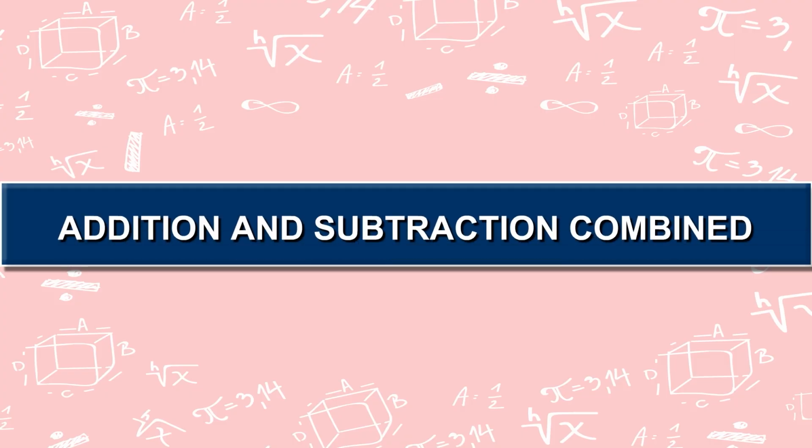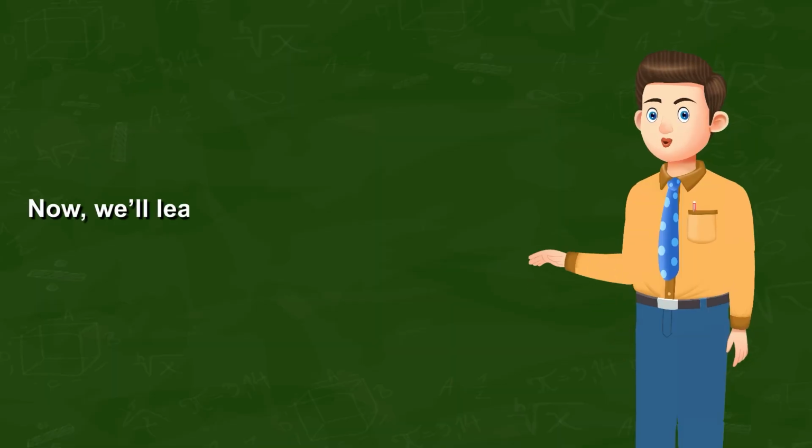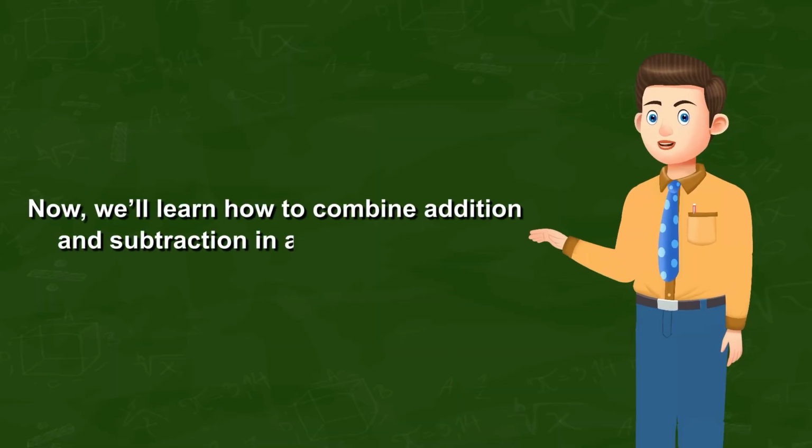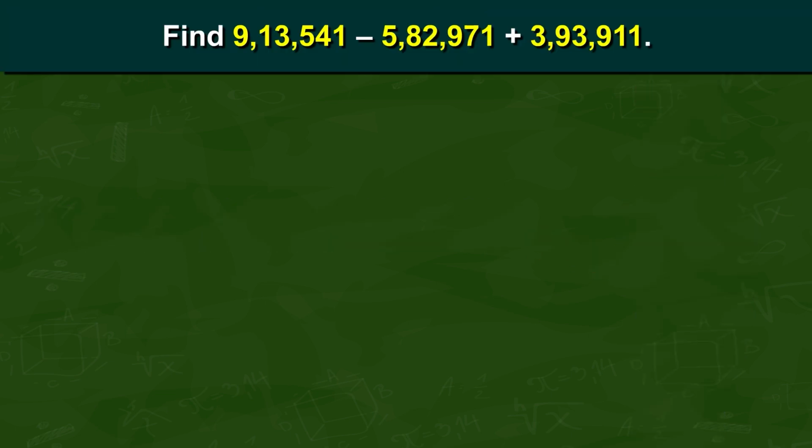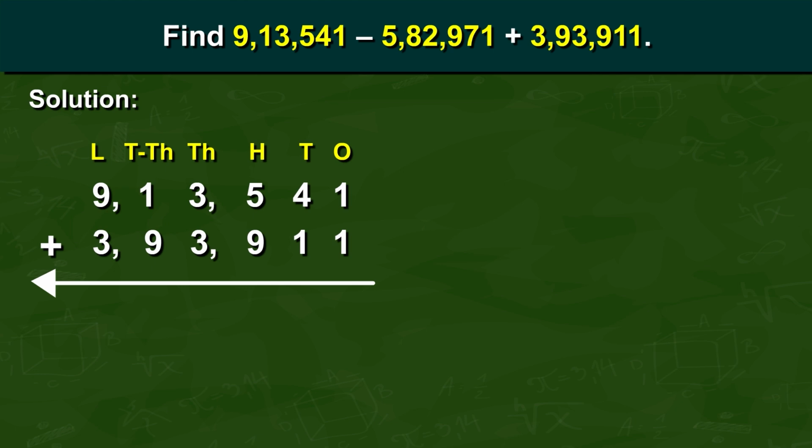Addition and subtraction combined. Now, we'll learn how to combine addition and subtraction in a single problem. Let's understand it by an example. Example: find 9,13,541 minus 5,82,971 plus 3,93,911. Solution: Step 1. Add all numbers which have plus sign on their left-hand side. We also add to this sum the first number that has no sign on its left-hand side.